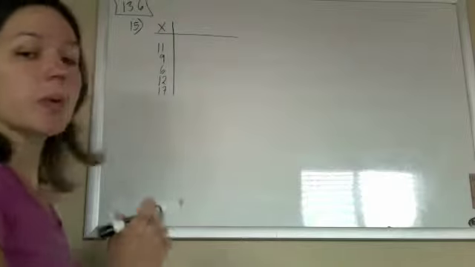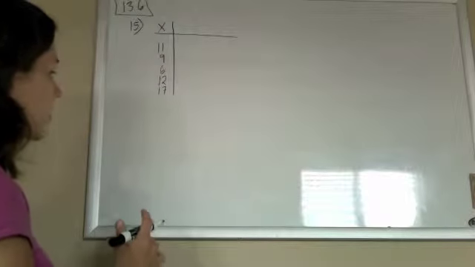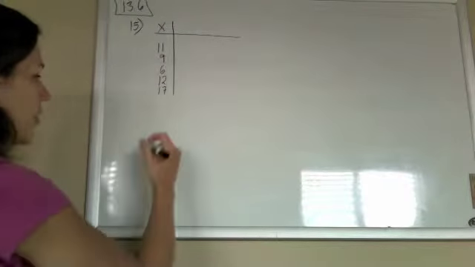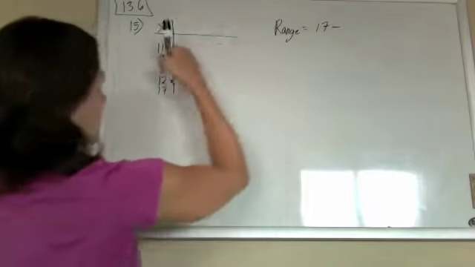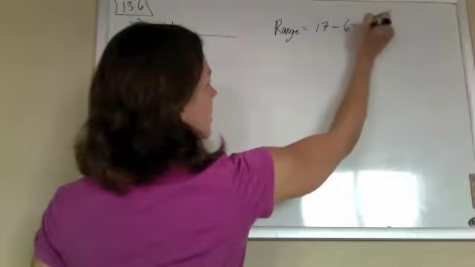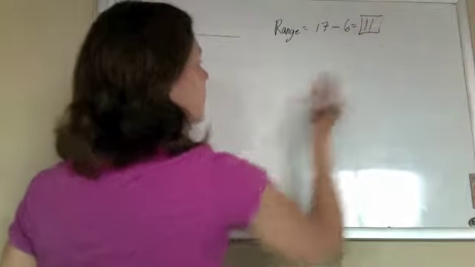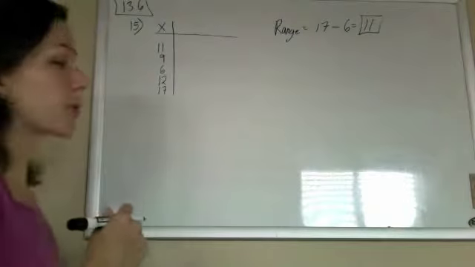Okay, so we want the range and the standard deviation. The range isn't bad, it's just the highest minus the lowest. So we're just going to take the highest score we see, the 17, minus the lowest score we see, the 6, and so that's 11. The standard deviation requires a little bit more work.